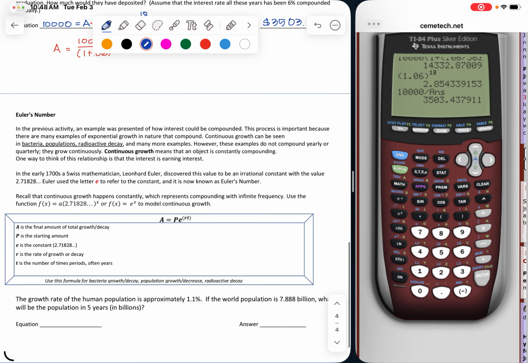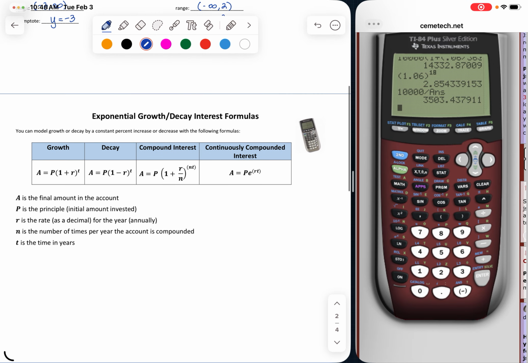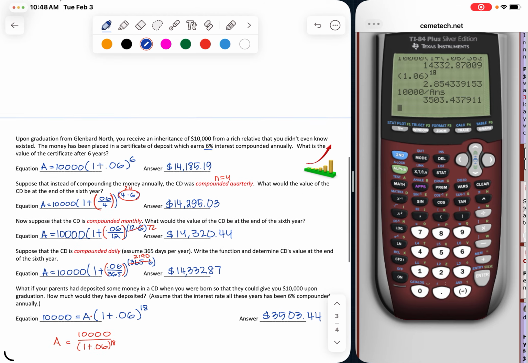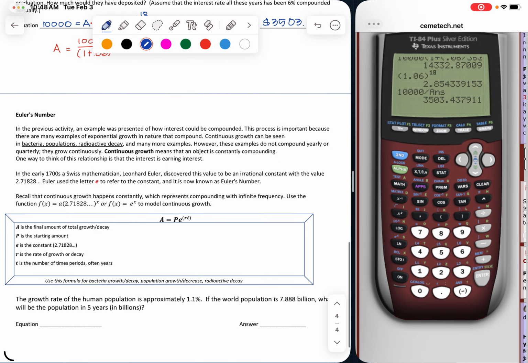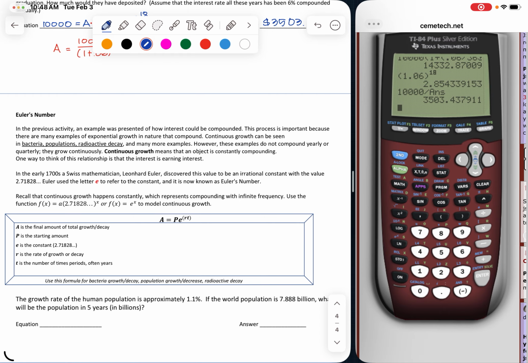Okay. Last thing we're going to talk about is this last formula, the compounded continuously. And what the heck is E? Okay, so E is Euler's number. In this previous activity that we had, an example was presented of how interest could be compounded monthly, yearly, annually, and quarterly we did. This process is important because there are many examples of exponential growth in nature that compound.